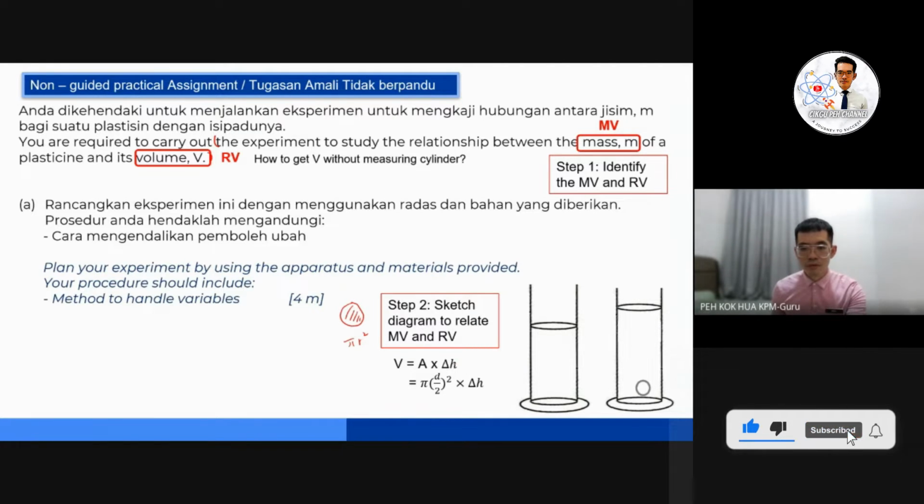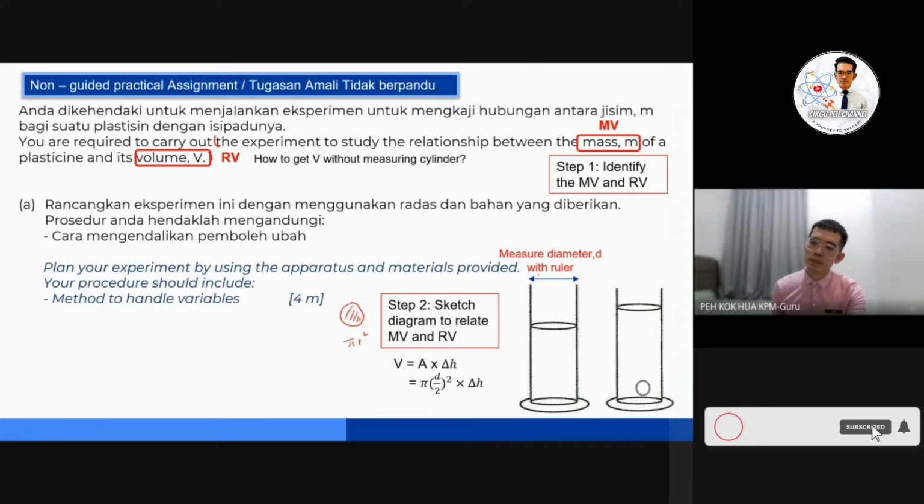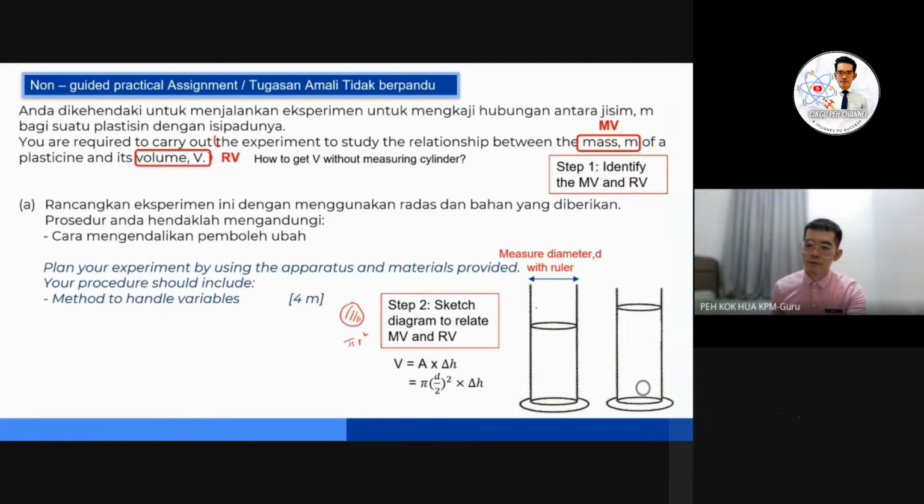The r is referring to half of the diameter, and the d here is referring to the diameter. So that means that you have to measure the diameter of the glass jar by using the ruler, because the ruler is provided in the apparatus checklist we mentioned just now.